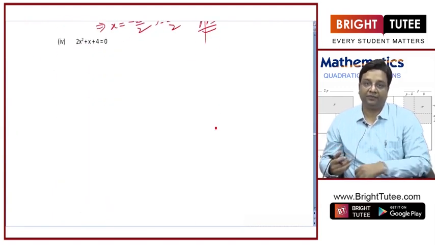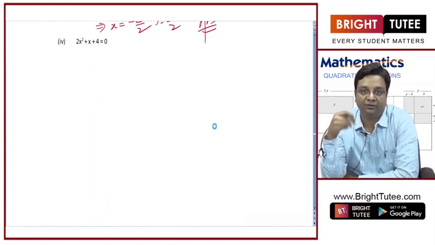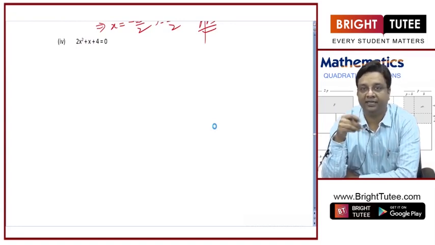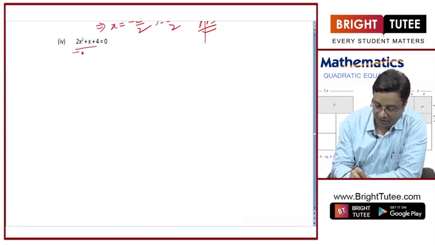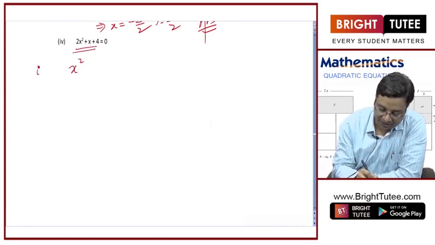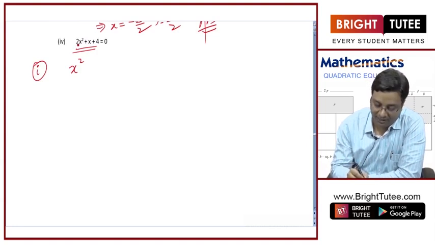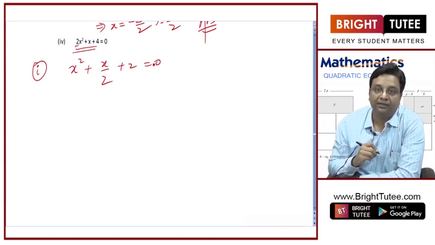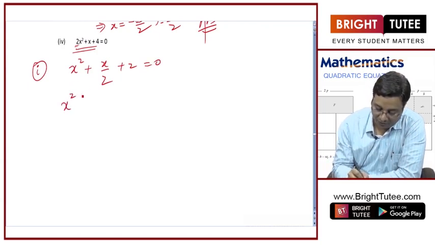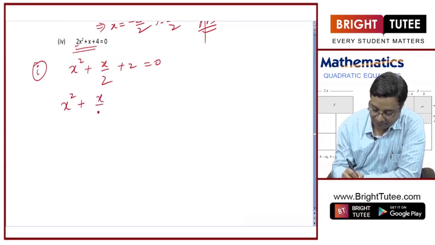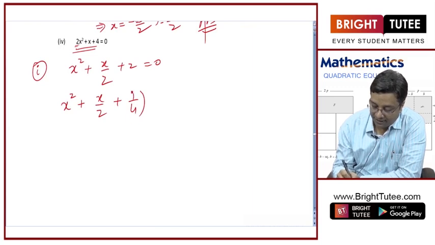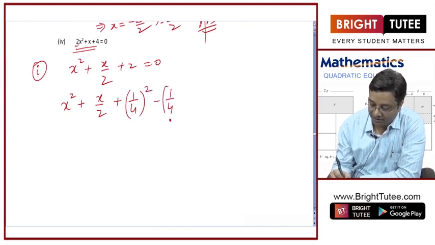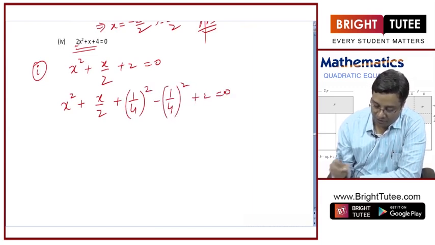Alright, now you should be comfortable with these two steps, making coefficient of x square equal to 1 and adding and subtracting square of half of coefficient of x, okay? So let's do it here. X square, first step, okay? What is the first step? I have to divide by 2, so it will give me this one. Now what do I add and subtract here? What is coefficient of x? It is 1 by 2. So I add 1 by 4 square and subtract the same thing, plus 2 equal to 0.